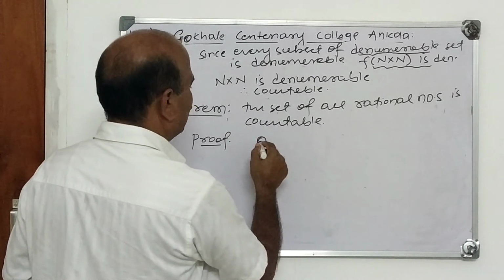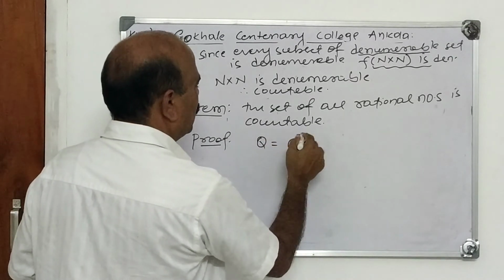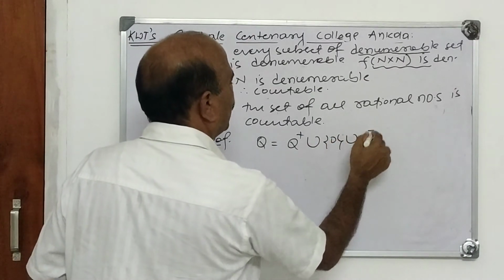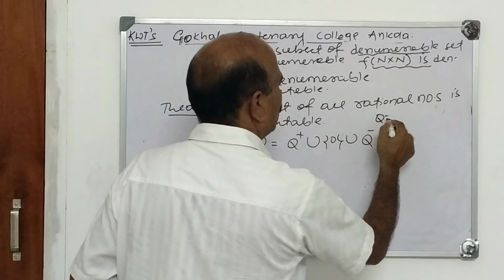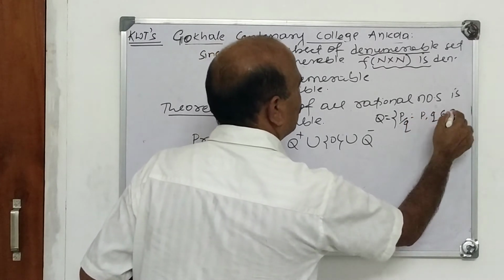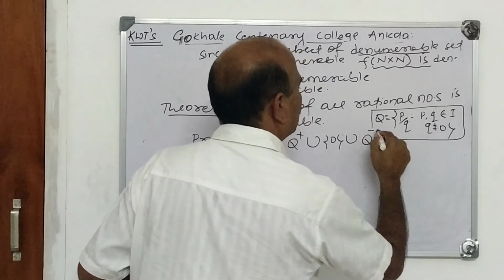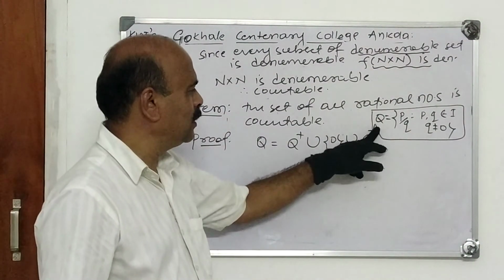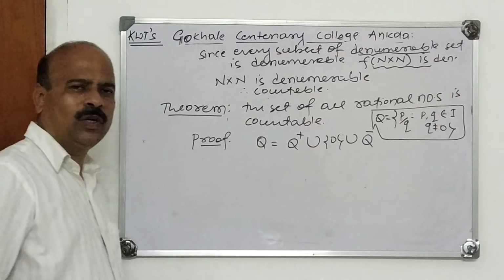What is the set of all rational numbers? It is denoted by Q. We write Q as the set of positive rational numbers union 0 union negative rational numbers. Q means the set of all rational numbers. How to define Q? The set of all rational numbers p by q form, where p, q are integers, q not equal to 0. This is the definition of rational numbers. Now we take Q as the union of positive rationals, negative rationals and 0. Now first we prove that Q plus is countable.